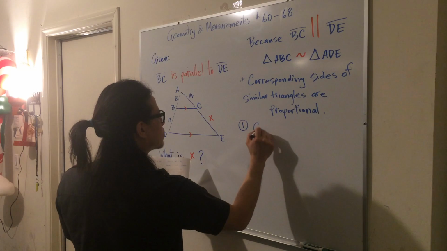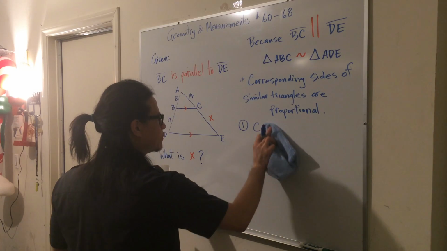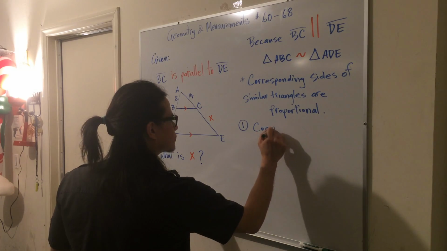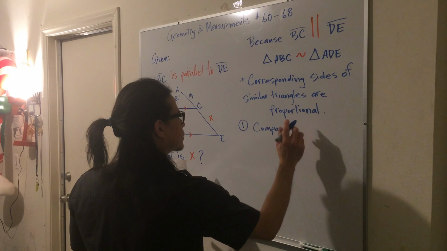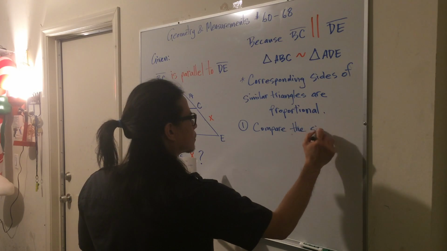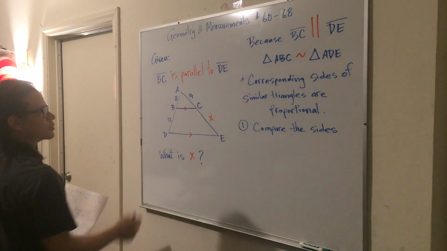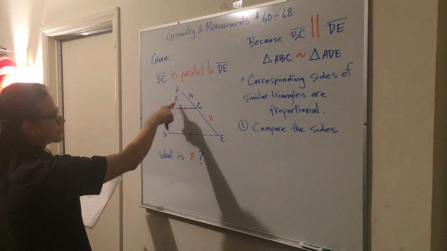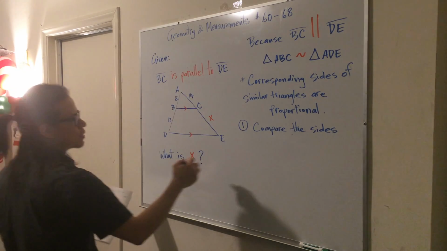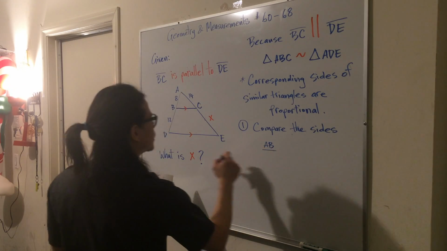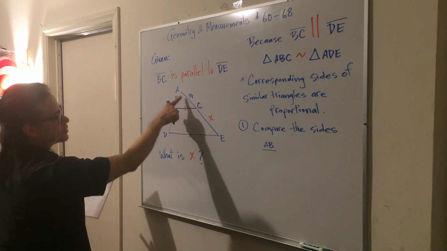Okay, so step one, we're going to compare the sides that we know the values of. So let's compare the sides of the small triangle to the big triangle. I'm just going to choose the sides that we know the values of. So I know that AB is 8, so I'm going to compare AB with, let's say, AC, because since I don't know BC, I'm going to work with AC instead.